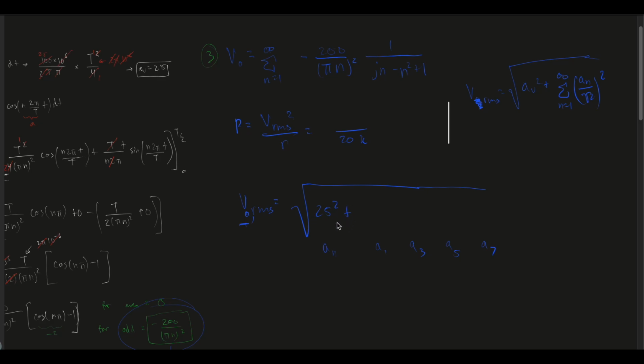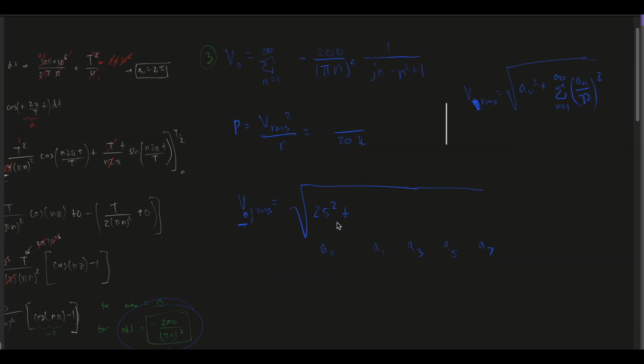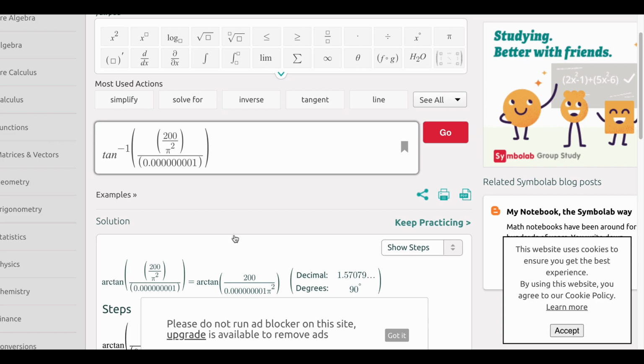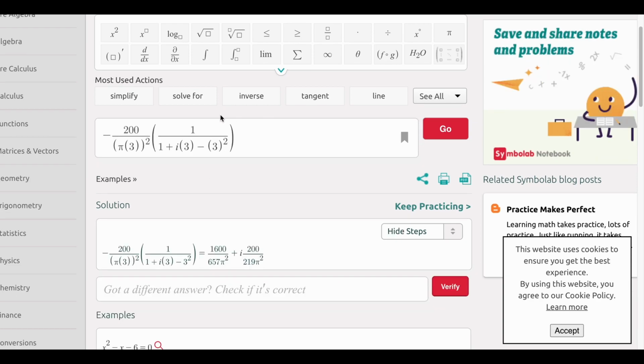Now let's look at the first one. So this is when our n is 1. We're going to take all of this and plug it into a calculator. Since we're using imaginary numbers, I like to use Symbolab. So we're going to come over here. This is our equation. The i represents the j. I'm going to plug a 1 in here instead of a 3, so we just have a 1 like this.